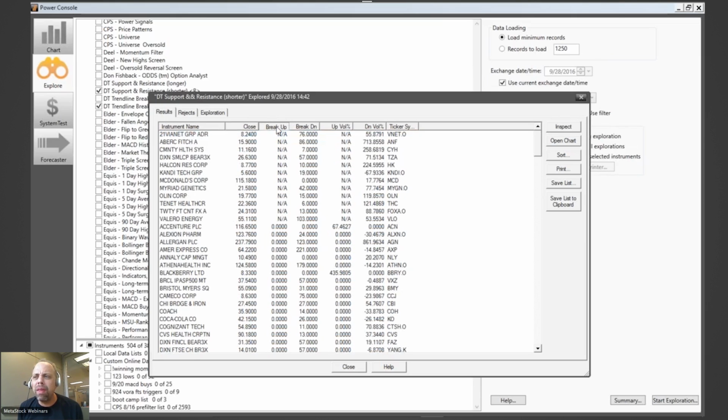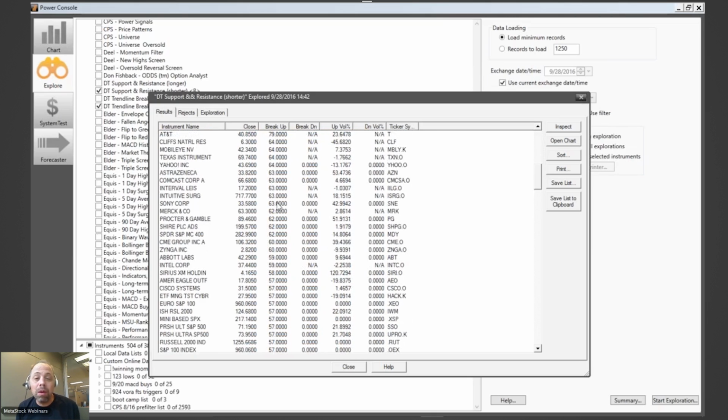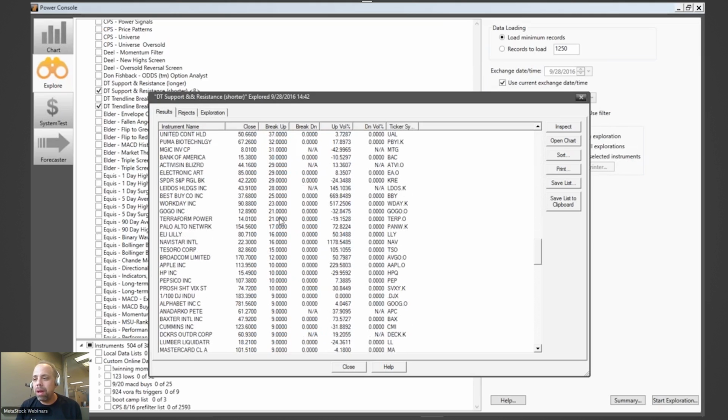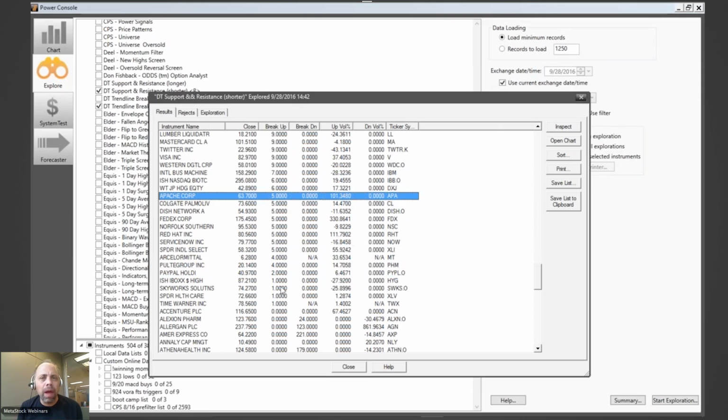Okay, so I can sort on this, and what this means is Verizon Communications broke up 171 days ago, which is about half a year ago, 250 trading days. What we probably want to do is find the ones that have broken up above their support or resistance area recently. So we can scroll down and look at the ones that have been breaking out one, two bars ago, four bars ago, five bars ago. These are the ones we would look at for those recent support and resistance breakdowns.